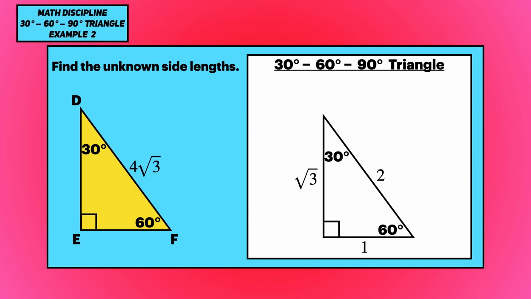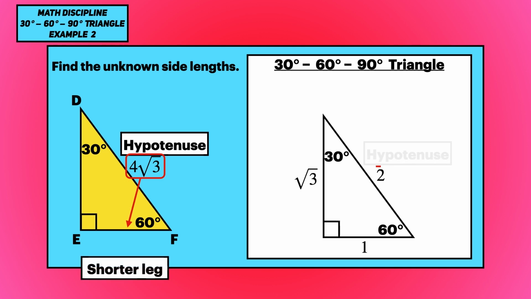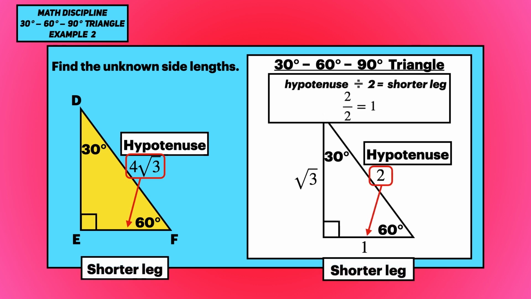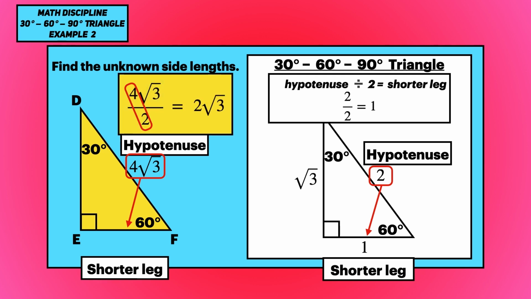Example 2. We are given the length of the side across from the 90-degree angle, which is the hypotenuse. We have to find the length of the other two sides. Let's first get the length of the shorter leg. Our reference triangle on the right shows us that to go from the hypotenuse to the shorter leg, we need to divide the hypotenuse by 2. If we divide our hypotenuse, 4 square root of 3, by 2, we can simplify the 4 over 2 by dividing. This gives us the length of the shorter leg, which is 2 square root of 3.